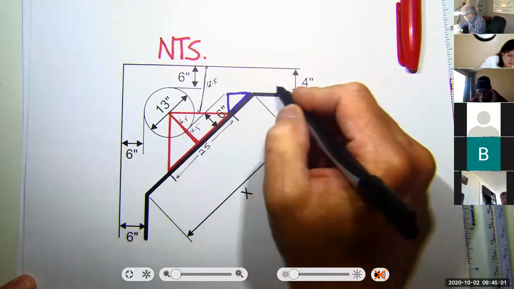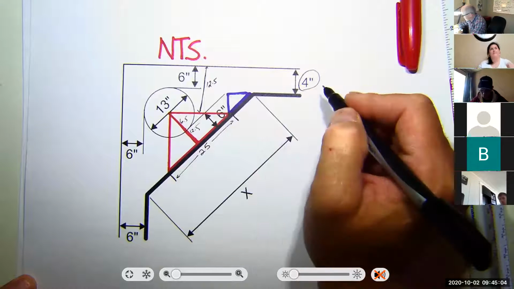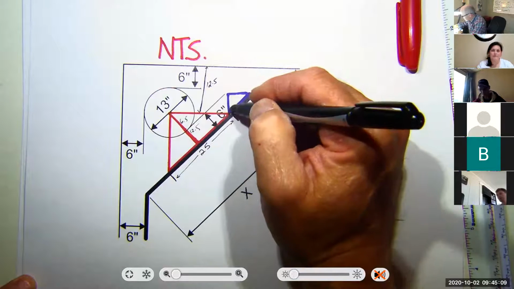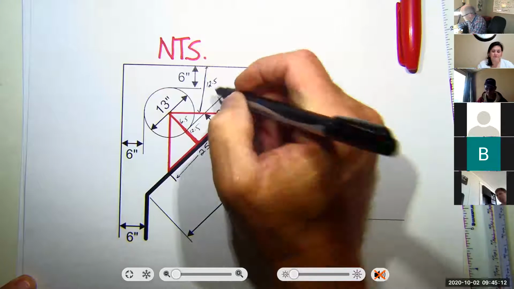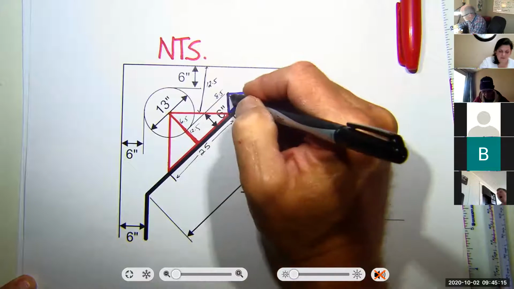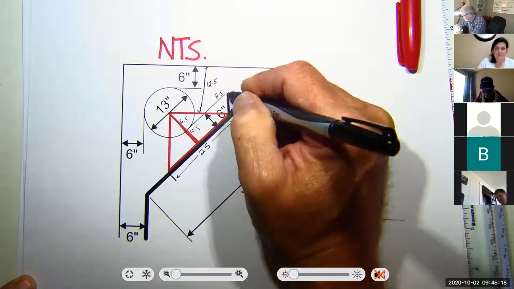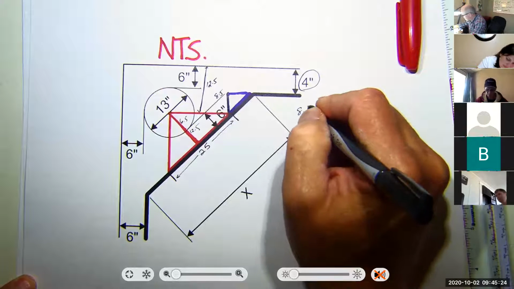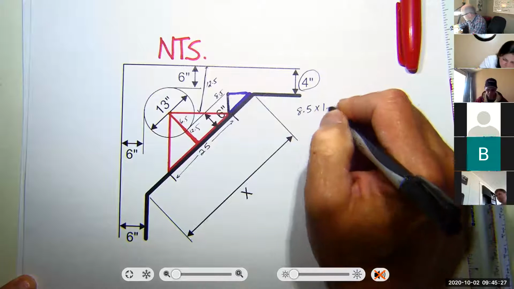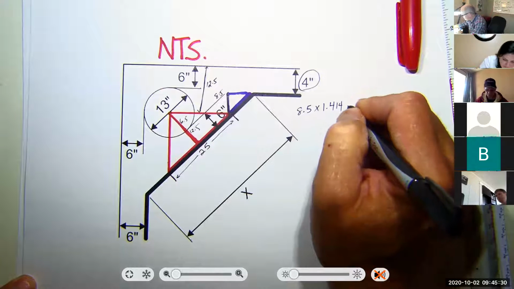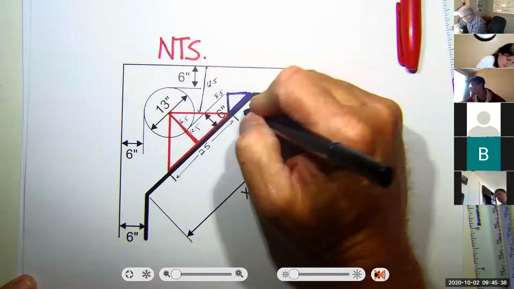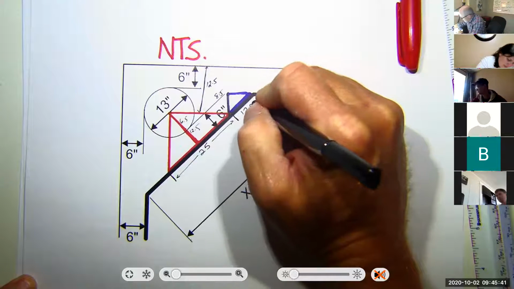And then if I look over here and I minus off this 4 inches, that would give me this measurement right here. This measurement right here is 8.5. This part of the triangle has to be 8.5. So I'm going to take 8.5 and multiply that by 1.414. So this measurement right here is 12.019.